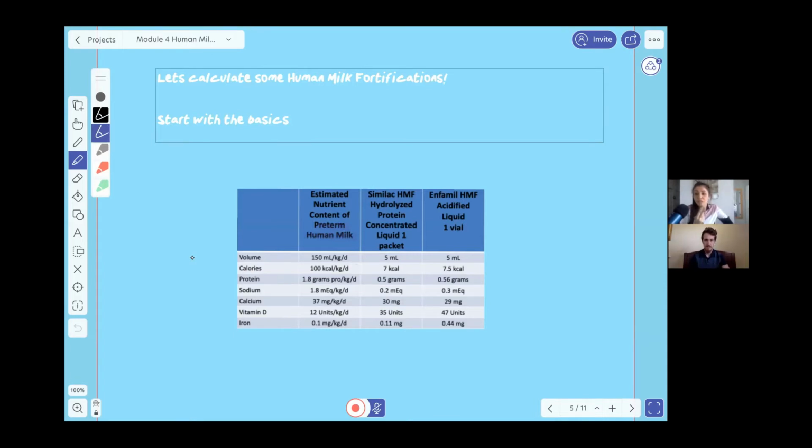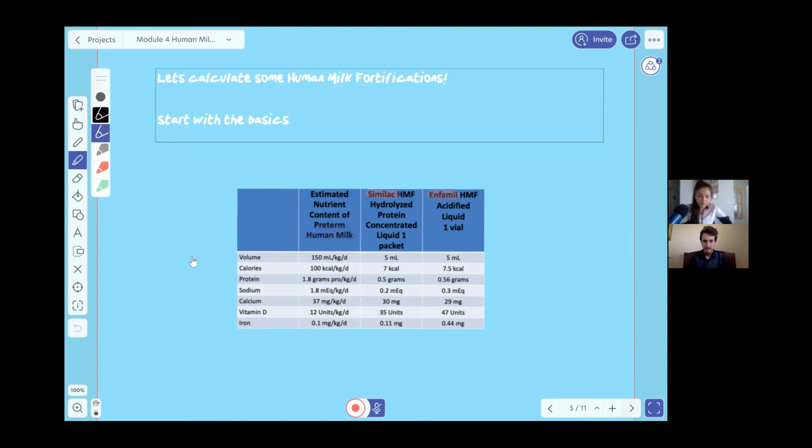So there's two different types that we can use. We can either use the Similac or we can use the Enfamil. The Similac is 1 liquid packet, and the Enfamil is 1 liquid vial. Basically that's what this is comparing here. So we have the content of the human milk and then what each of these fortifications is applying on top of the breast milk. That's why we call it fortification. Does that make sense? Like a protein powder. You're just adding some more essential nutrients. So that's what we're doing.